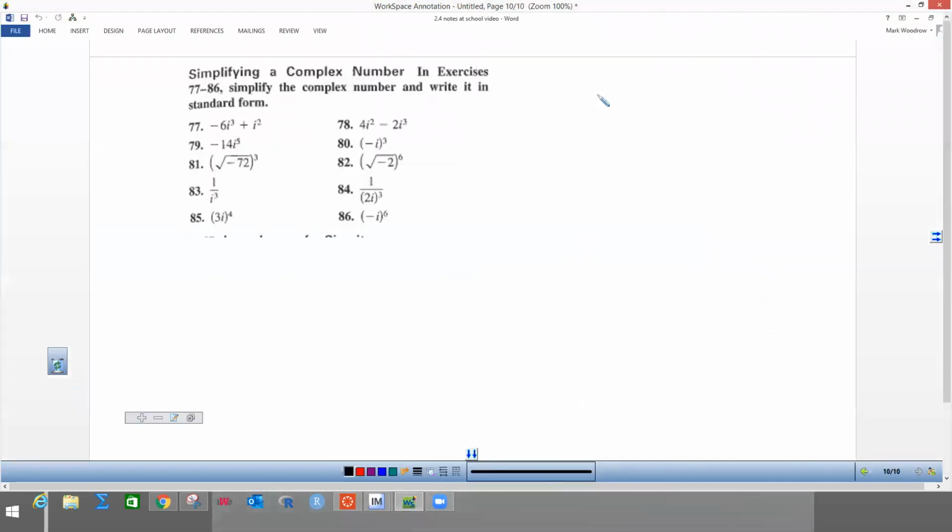The last part. Now, I've told you this a little while ago, and I'm going to repeat it again. i squared is -1. i cubed is -i.